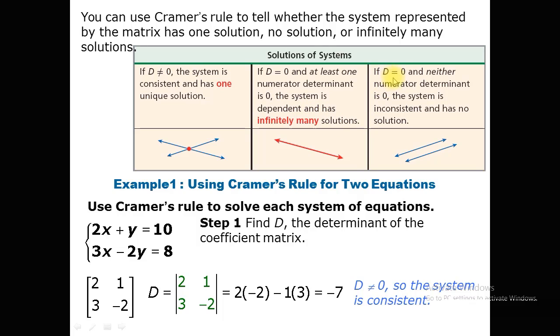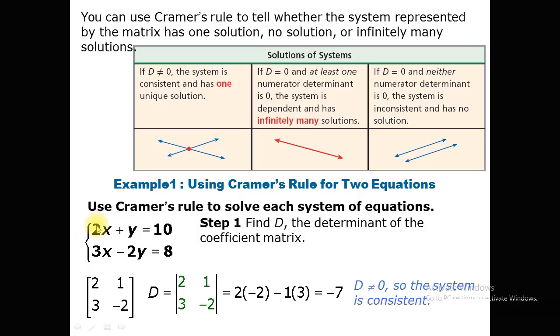And if the determinant of the coefficient matrix is 0 and neither numerator is 0, then the system is inconsistent and has no solution. Now let's move on to an example. Suppose we have a system of two equations, 2x plus y is equal to 10 and 3x minus 2y is equal to 8. First of all, construct the coefficient matrix. This is the coefficient matrix.